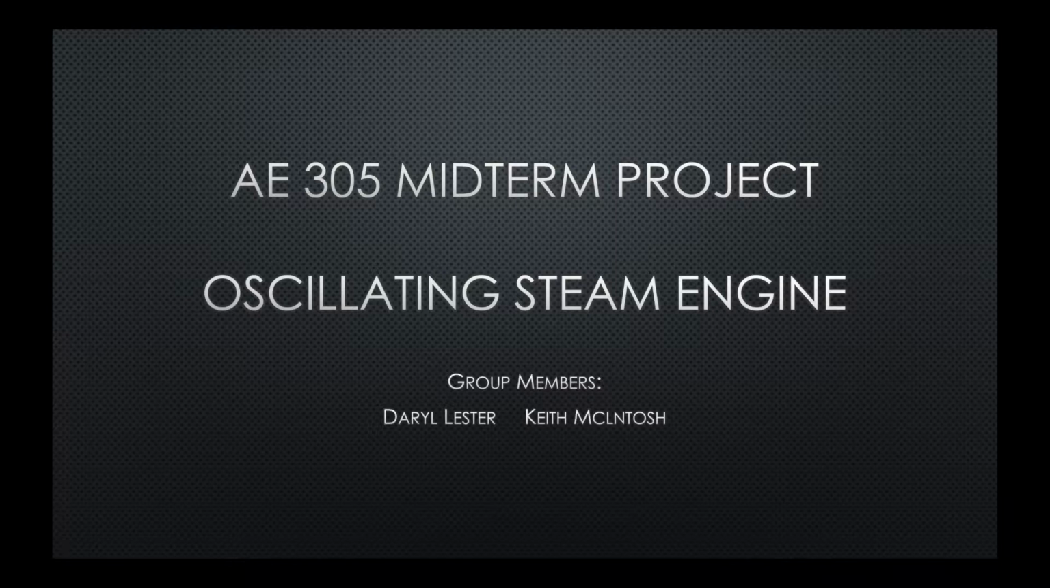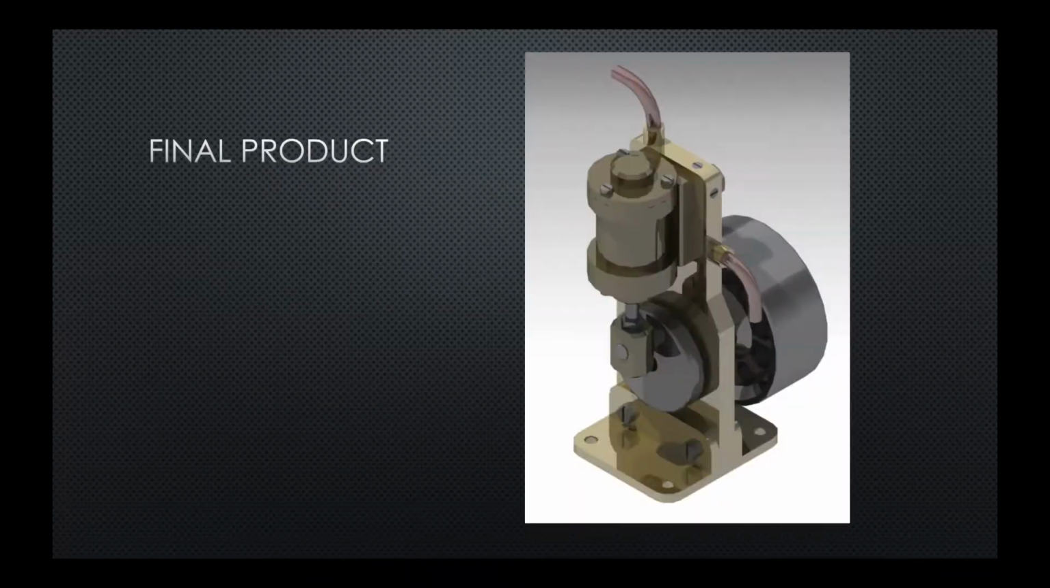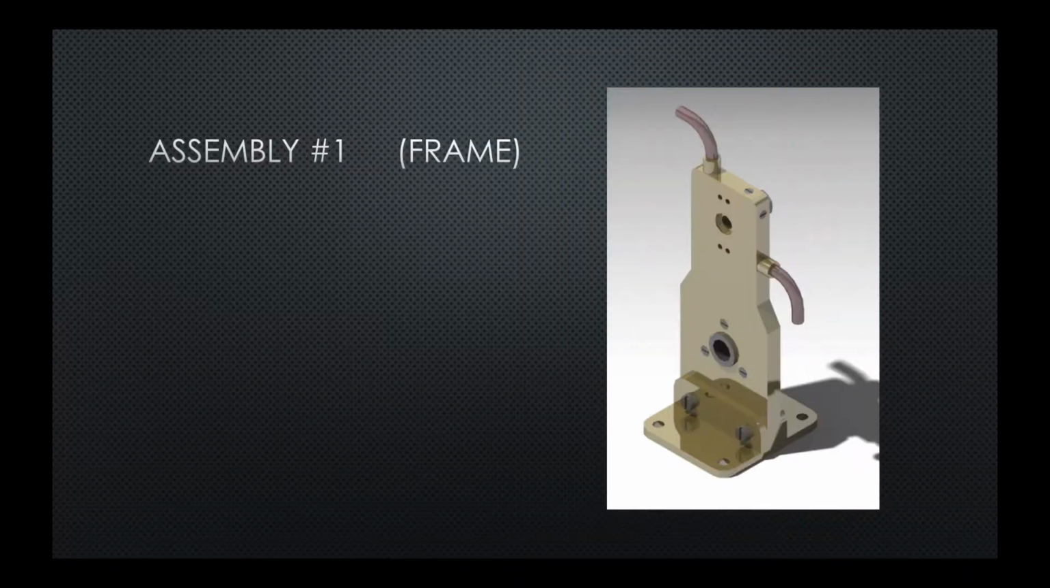The objective that we were given is to create a single-cylinder oscillating steam engine with the use of CATIA, as shown on the screen. The final assembly was broken into 4 sub-assemblies consisting of the frame, flywheel, piston, and cylinder assembly. The first assembly consisted of the frame.